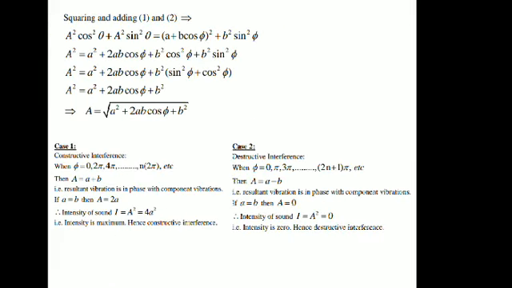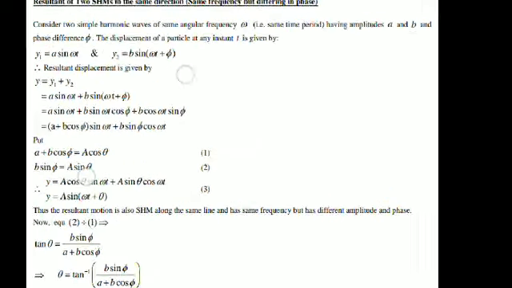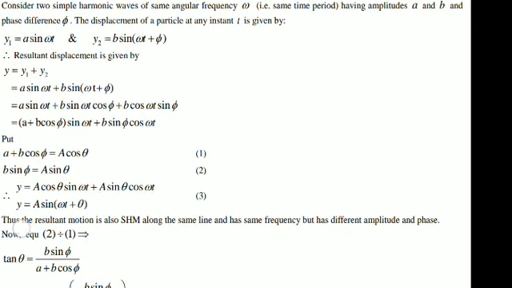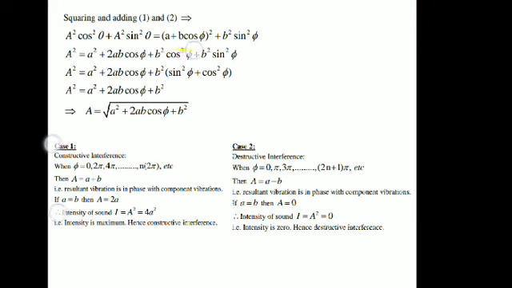Now how to obtain the value for the new amplitude? By squaring and adding equation 1 and 2. You see, this is equation number 1, this is equation number 2. If you square and add, you square equation number 1, that is (a plus b cos phi) whole square, and equation number 2, that is (b sin phi) whole square. So what will you get? You will get A square cos square theta plus A square sin square theta is equal to (a plus b cos phi) whole square plus b square sin square phi.